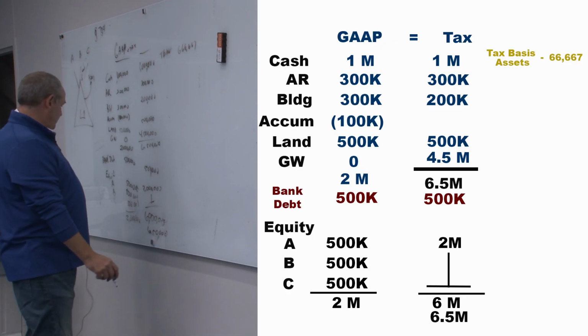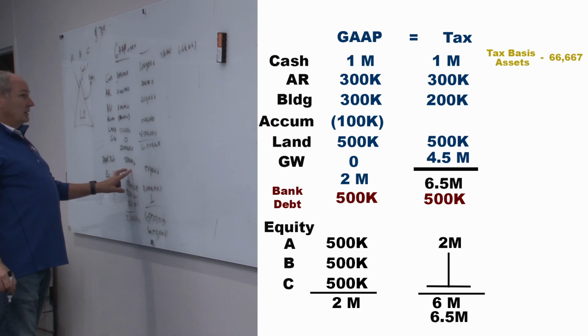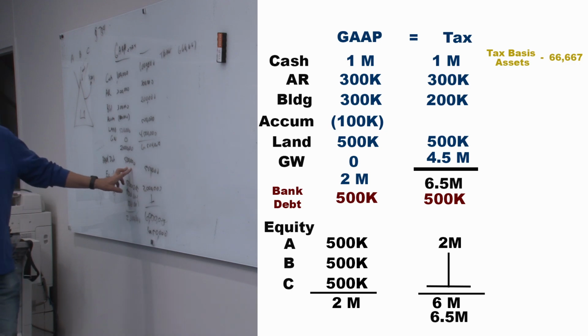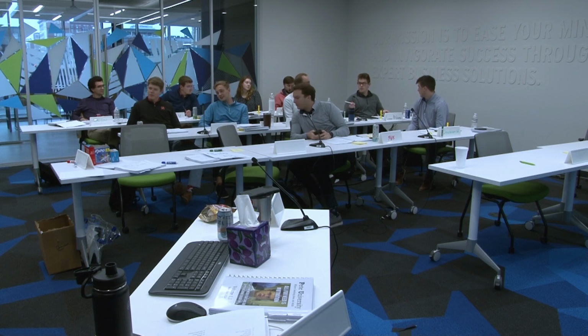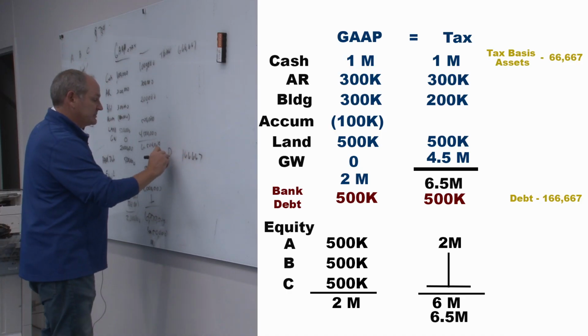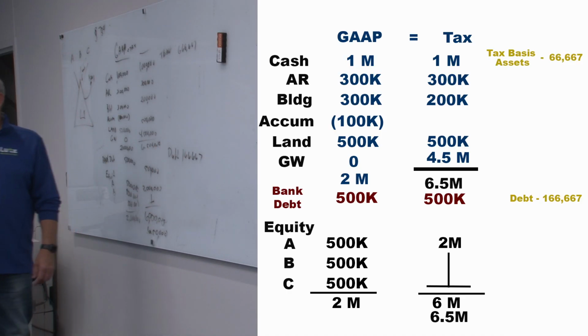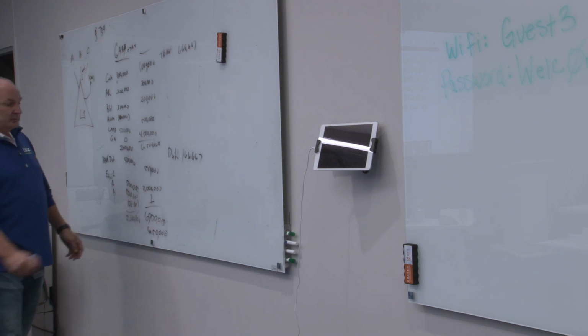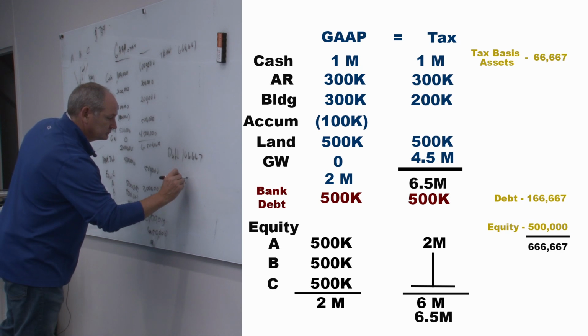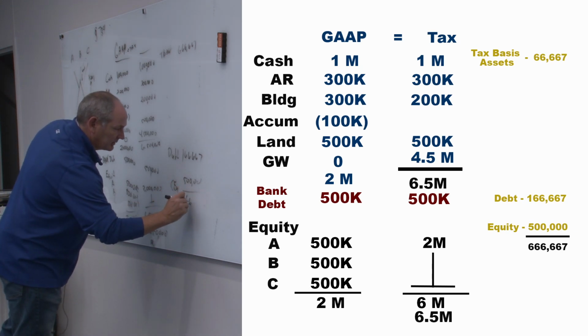And the liability section, 1/3 of 500 is what? Somebody just do the calculator. Come on, you can do it. Can't do that in my head. 166,667. Okay, this is my debt. Correct? What's C's equity? 500. Do those numbers come out the same?